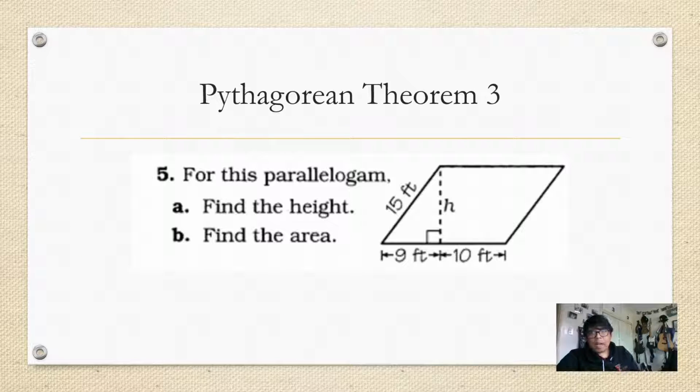Okay, here's a little bit more of a problem. There's a lot more to this one than the previous one. Now we get a parallelogram, and a parallelogram is a shape where opposite sides are parallel. I should say this is a quadrilateral where the opposite sides are parallel. So we have this bottom side broken up into one part that is 9 and the other part is 10. And here's a height, h. This side of the parallelogram is 15.